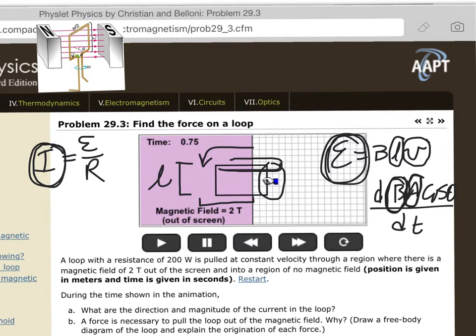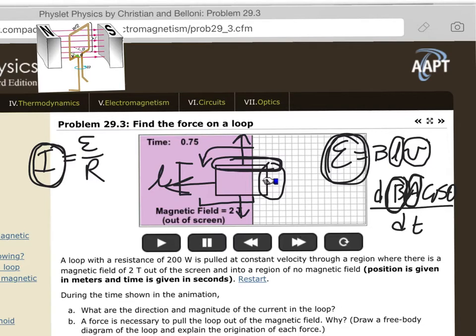The upper segment is at least partially in the field, and so if you use right-hand rule number 1, where the field is out of the page, L cross B gives you a force on the upper segment, which is up. Similarly, when you do the lower segment, you'll see the force is down. And when you do the side segment, you'll see the force is this way. And so the force on that wire in the magnetic field is opposing the direction you're pulling it.